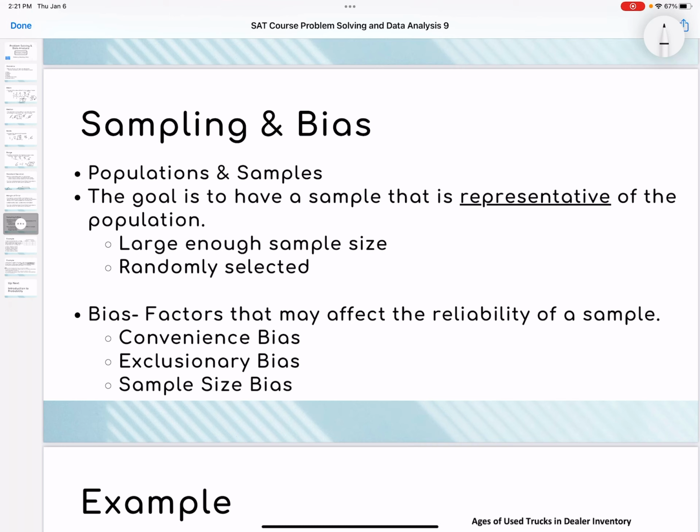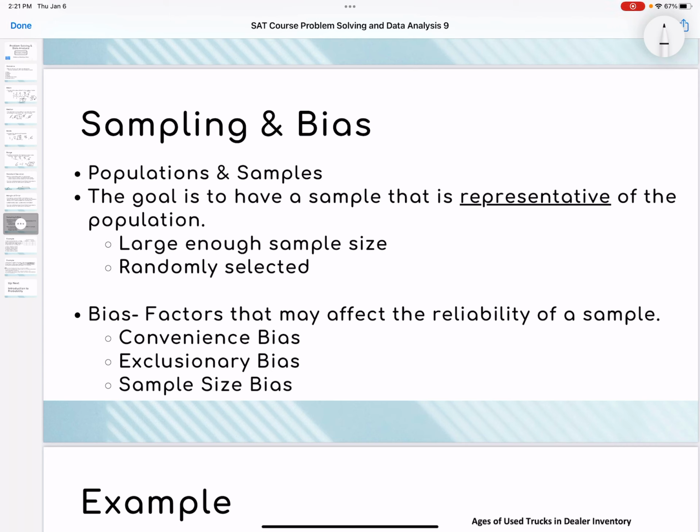So convenience bias says that basically we just went to the people that were right in front of us, the people that were easiest, and in doing so, we may have left people out. So if you needed to perform a survey to get an opinion of students throughout your school, but you only asked the people that sit at your table in first period, well then that was convenience bias, right? You just asked the people you were going to see anyway, as opposed to actually going out and trying to find other students from around the school to get opinions of.